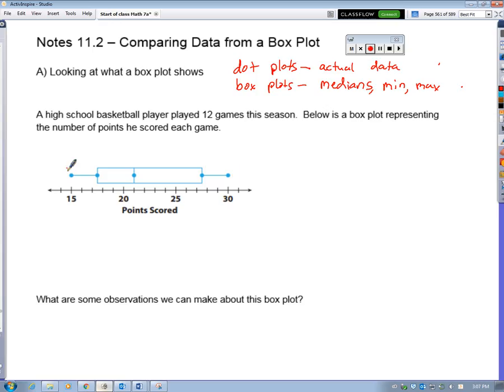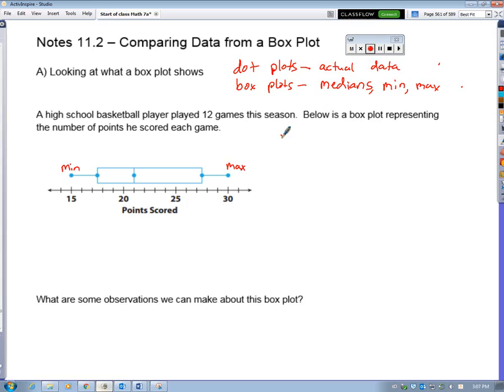For example, we know at least one game he scored 15 points because this is the minimum, and we know at least one of the games he scored 30 points because that's the maximum. All these other points in here are just medians, and we're going to talk about what those are. So it's not actual data that's shown, it's the medians.